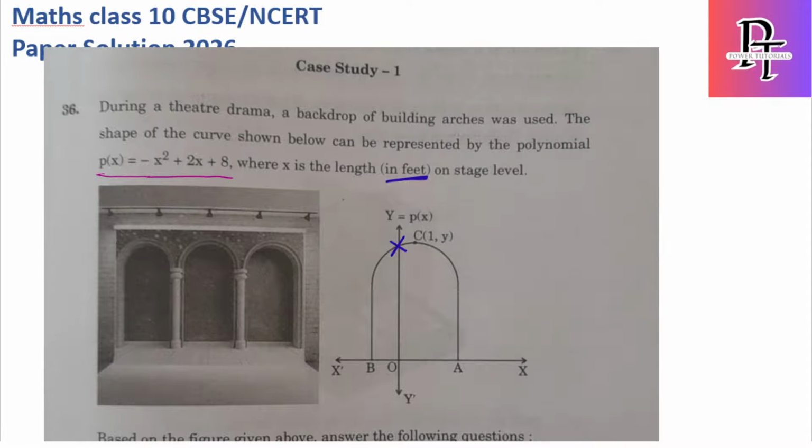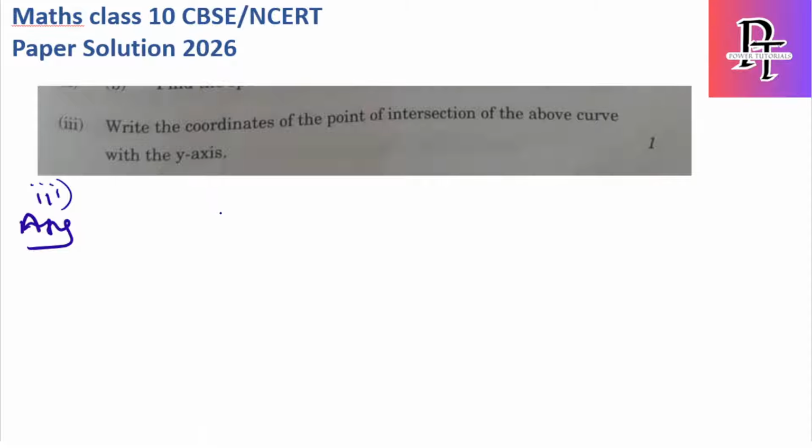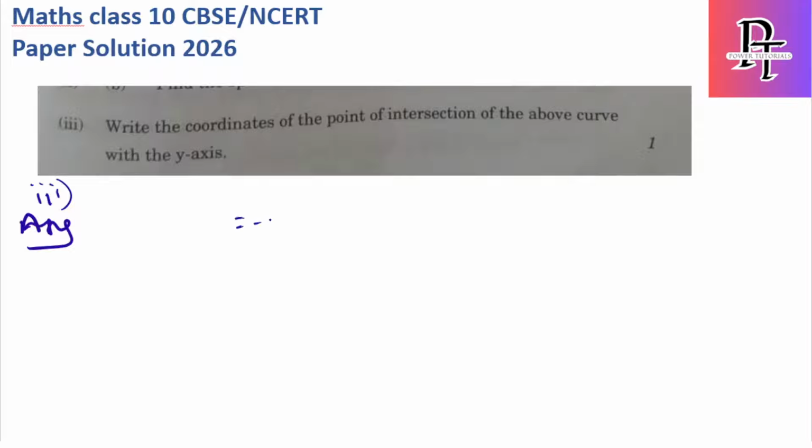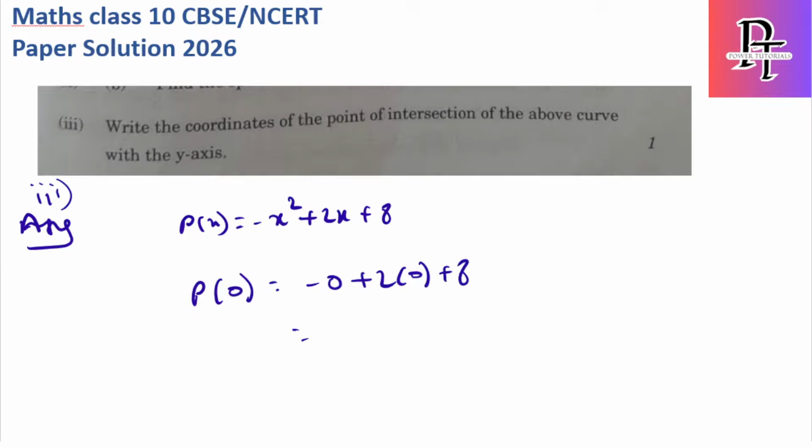So for this we have to simply write x as 0. Okay, if you write x as 0, you'll get the point of intersection on the y-axis. The equation is minus x square plus 2x plus 8. Minus x square plus 2x plus 8 is p of x. They are asking on the y-axis, so simply x should be 0. So minus 0 plus 2 into 0 plus 8. So the point is 0 comma 8, which is the coordinates of the point of intersection of the curve with the y-axis. Okay, so in this way first case study is done.